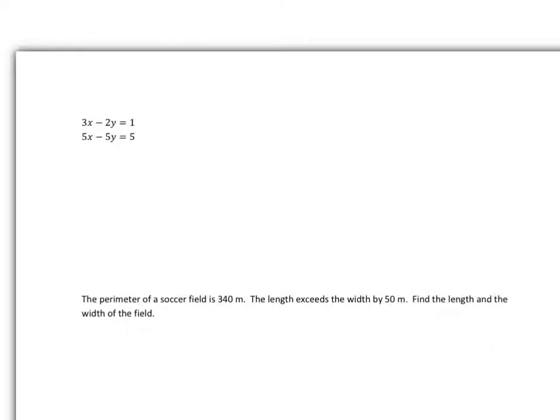Welcome to part 2 of 8.2, substitution method for solving these systems of linear equations. So we're going to continue down with this problem here. Now, if we look at the first equation, we need to solve this for one of the variables, either x or y, to use that substitution method.